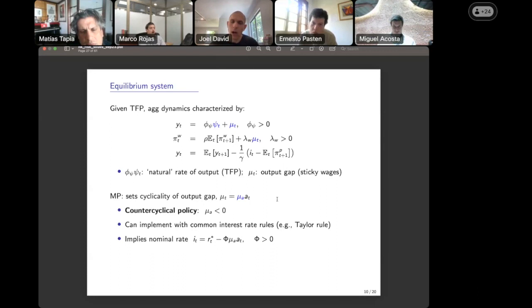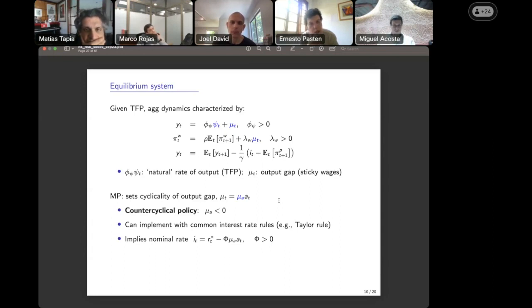I'll call monetary policy countercyclical when mu A is negative. So in response to a positive shock, the central bank is going to set a negative output gap, meaning it's going to push actual output below potential, and with bad times, a negative AT shock, it's going to set a positive output gap. It's going to keep actual output above potential, and that's going to be stabilizing the real side of the economy.